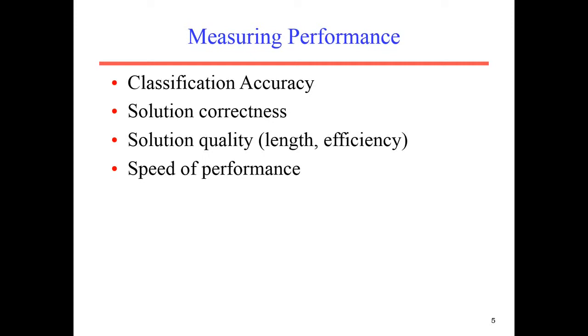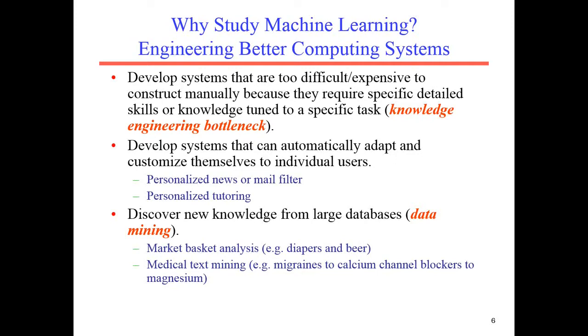If we have our classification, we need to measure the performance of our system, of our software. We need to use classification accuracy. We need to use the solution correctness. Is the solution correct? Is it a good approximation or not? The quality of the solution and the speed. Is my software fast or slow to take decisions?